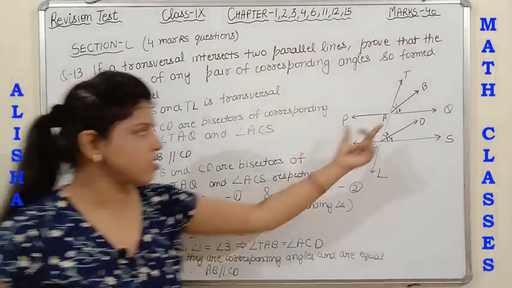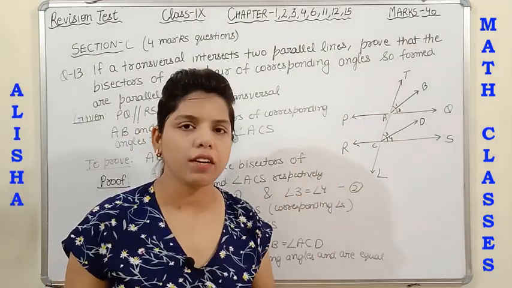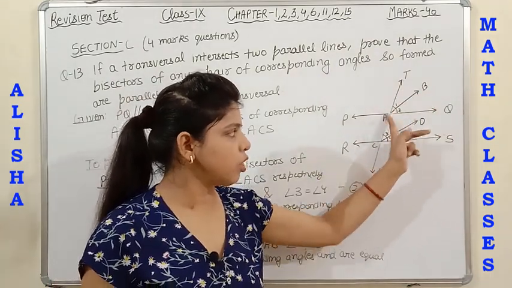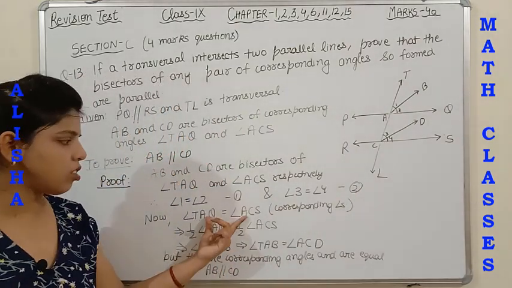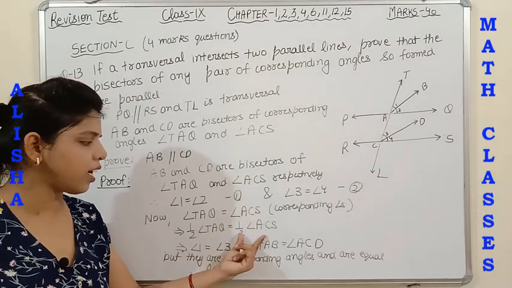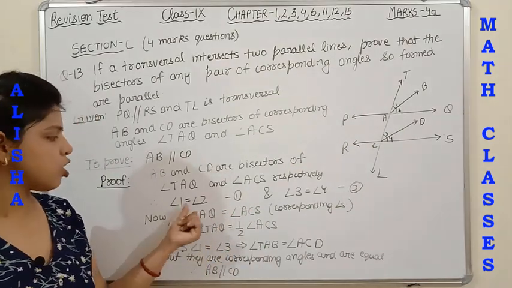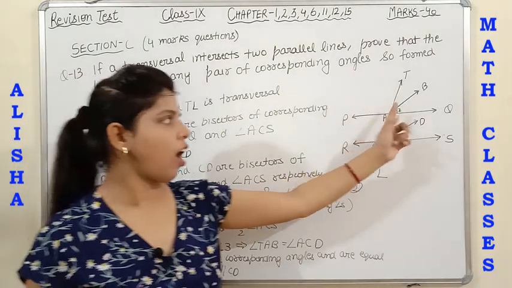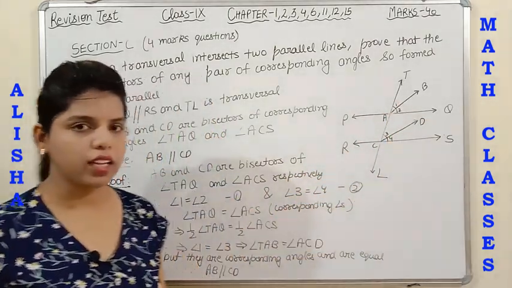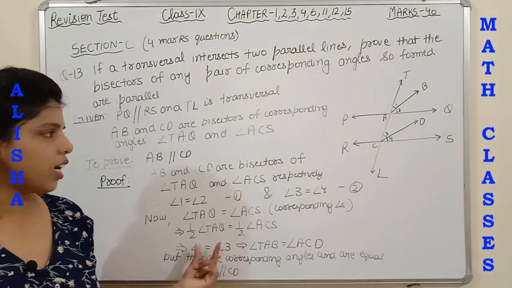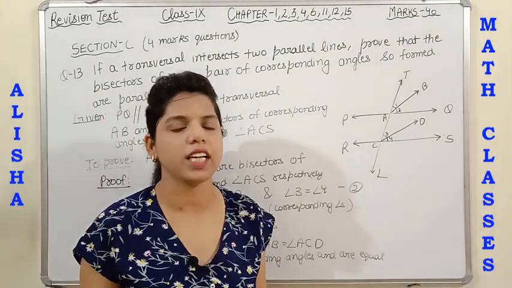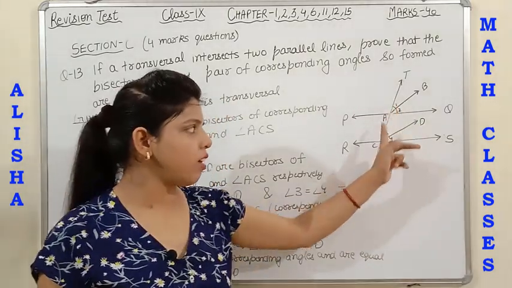Now, as these two lines are parallel, and you know that when two lines are parallel, then corresponding angles are equal. Therefore, angle TAQ is equal to angle ACS. That means half of angle TAQ is equal to half of angle ACS. Now, as these two angles are equal, half of this angle will be angle 1 and half of this angle will be angle 3. So angle 1 is equal to angle 3. Similarly, you can take half of this as angle 2 and angle 4. You can take any one.